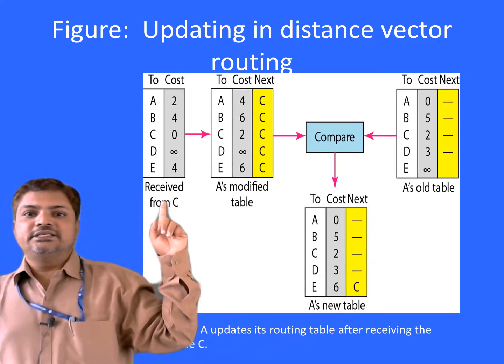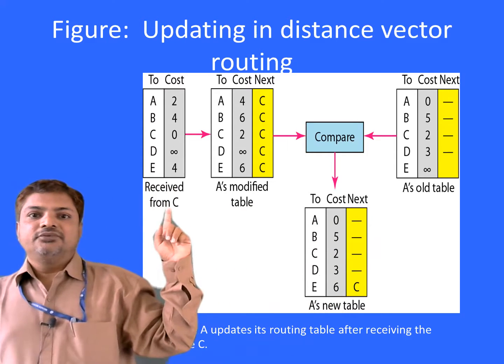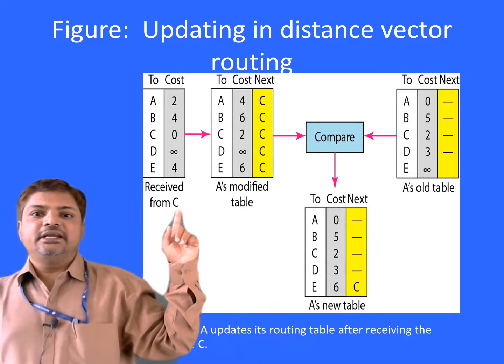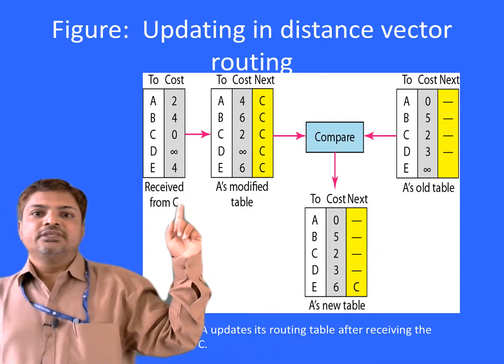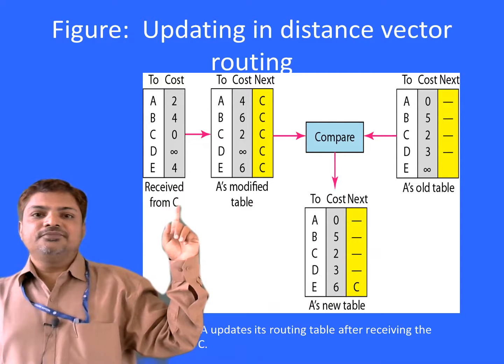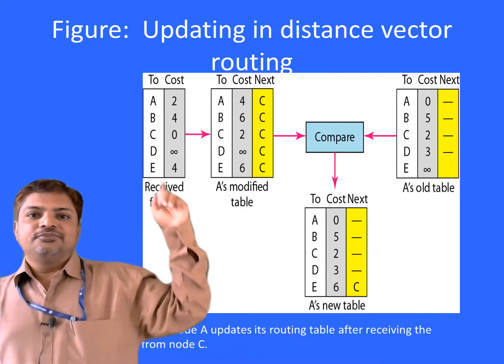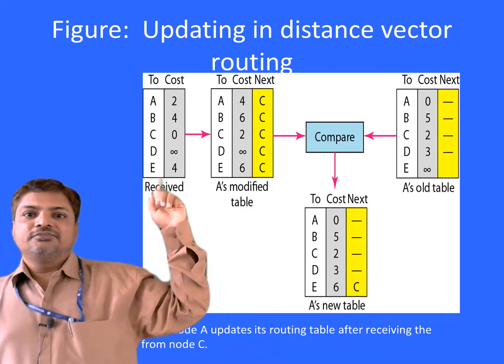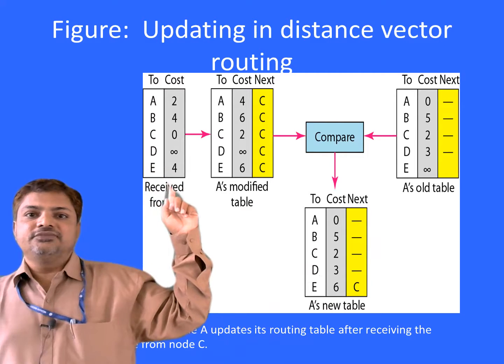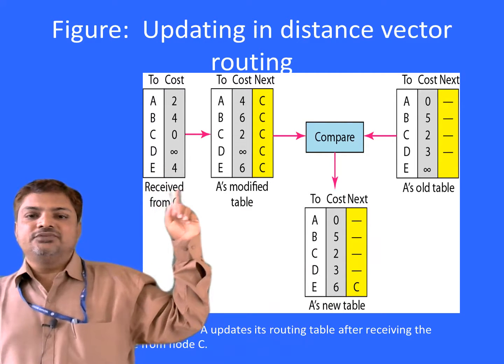Now this is what we receive from C. The table A received from C: from C to A the cost is 2, from C to B it is 4, from C to C it is 0, from C to D it is infinity, and from C to E it is 4.